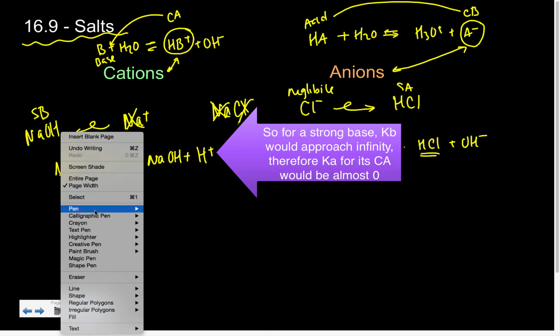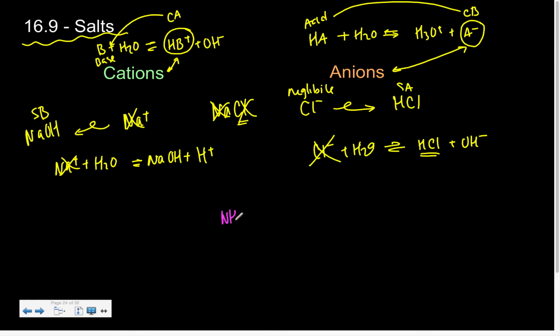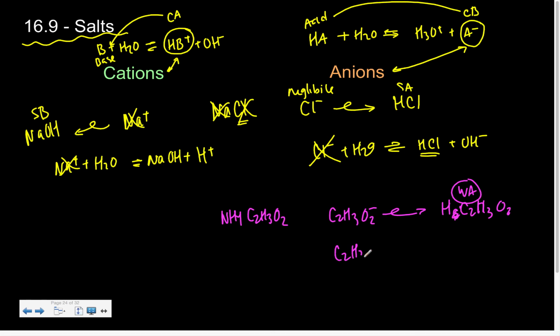Now that brings us to the whole other category, the weak species. Let's say instead that we have NH4 C2H3O2, ammonium acetate. Thinking about my anion component, the acetate is the conjugate base of acetic acid, which is what kind of acid? A weak acid, which means this compound actually does have some tendency in water.